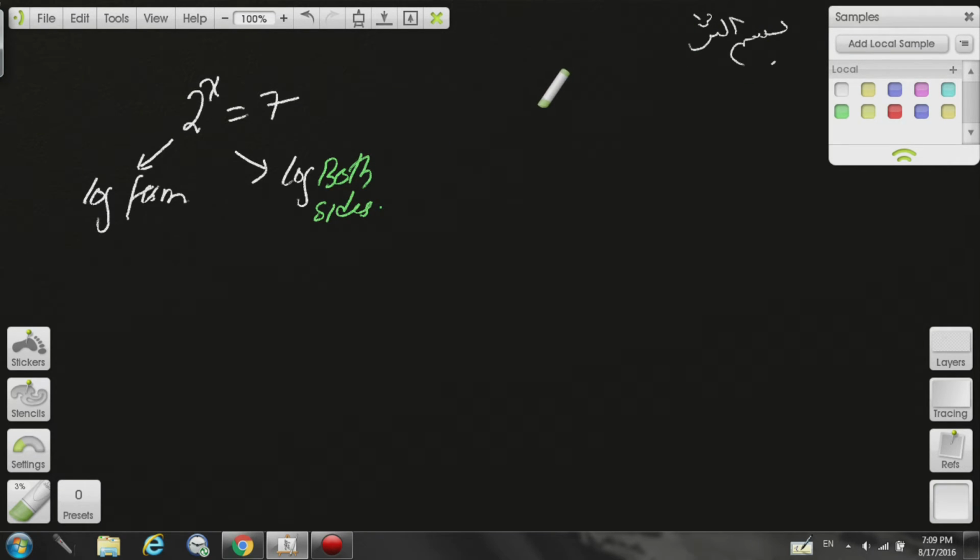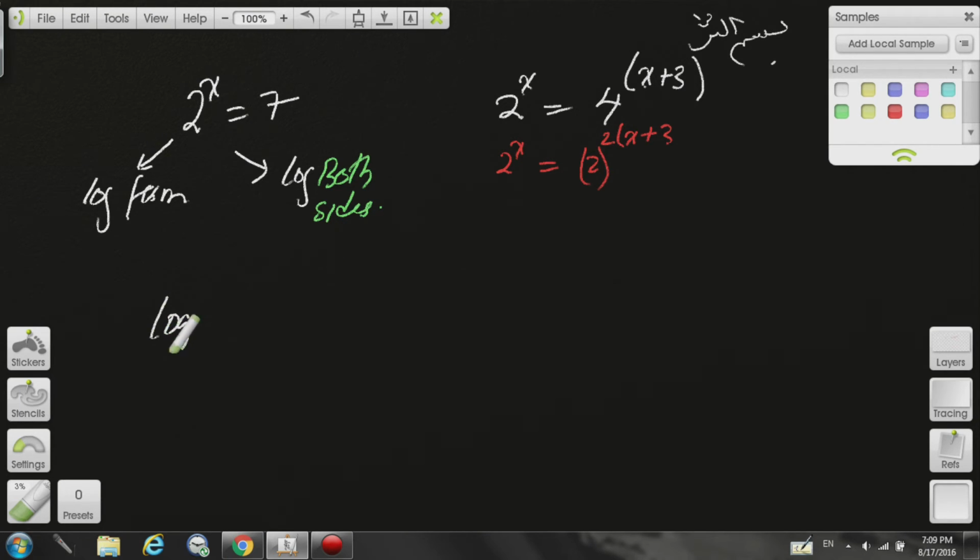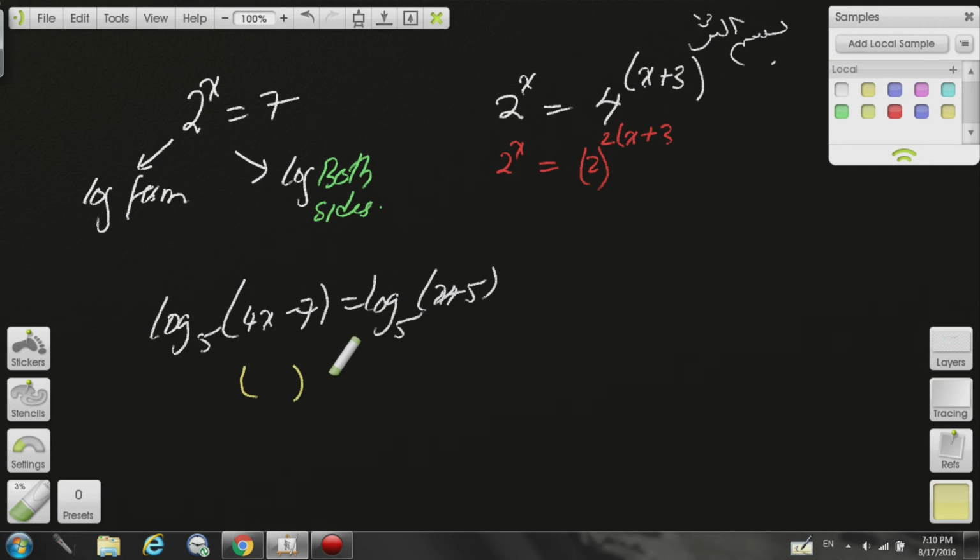And then I had an equation like this: 2 to the x equals 4 to the x plus 3. In this case, I made the equation so that the bases were the same, like this, 2 squared, and then I solved it by just equating those. And then I had log base 5 of 4x minus 7 equals log base 5 of x plus 5. There are logs on both sides like this, so you can just equate the two quantities and then solve for x.